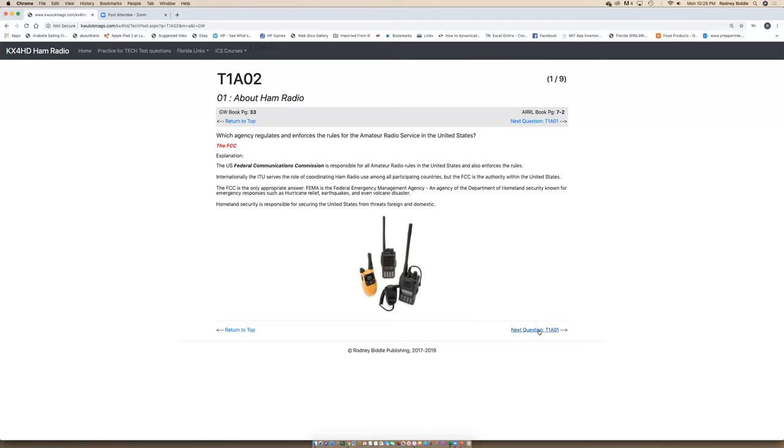Now, we're going to go ahead and continue on to the next question, T1A01. Now, notice we are on question T1A02. The next question is T1A01, so it's actually going backwards in the pool order, but this is the order that the Gordon West books follow.